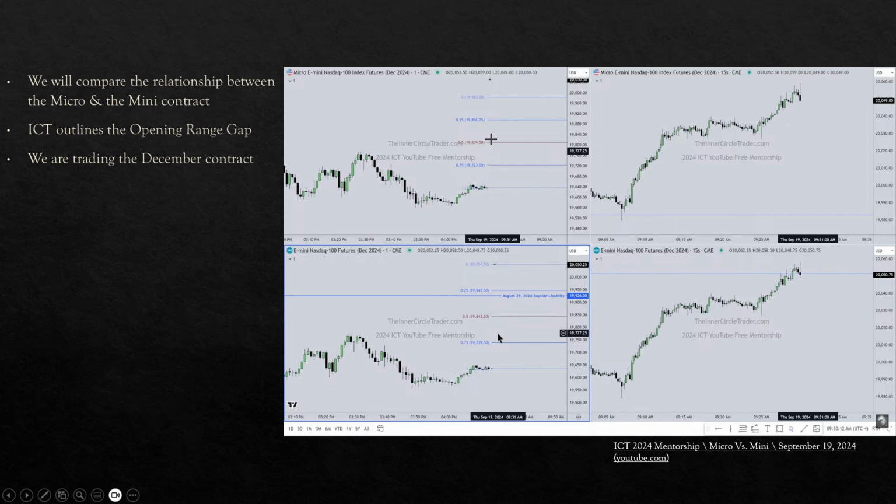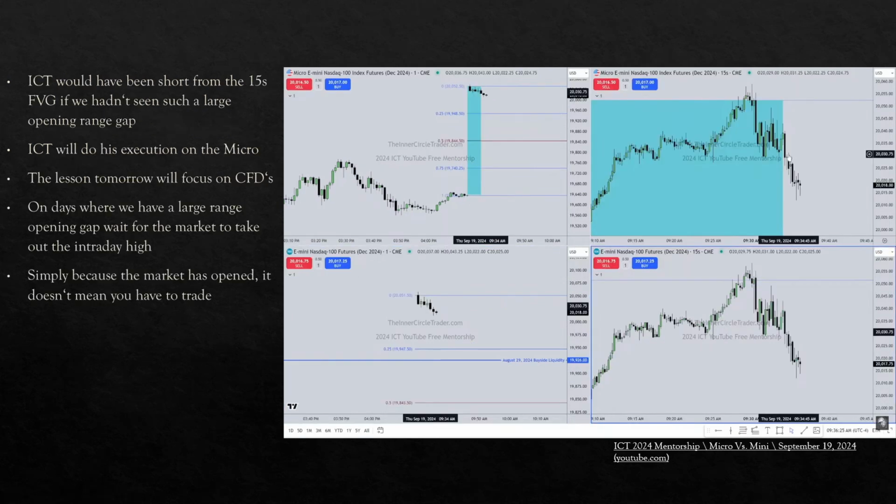Again, ICT outlines the opening range gap, as you can see right here. That's what we always do as we start the trading session at the opening bell at 9:30 a.m. Eastern Time. And he mentions that we're already trading the December contract for the Nasdaq and the S&P and Dow Jones. ICT would have been already short.